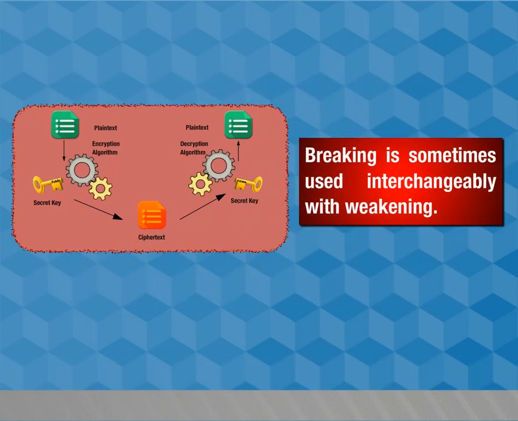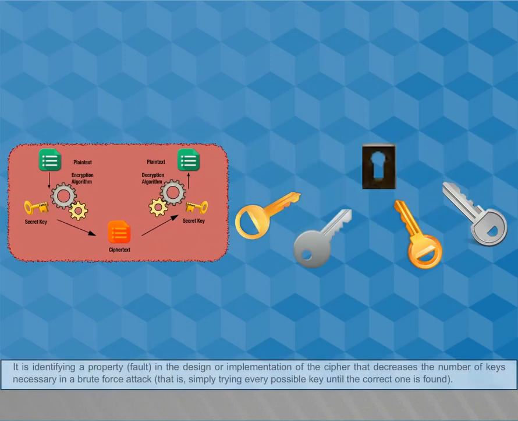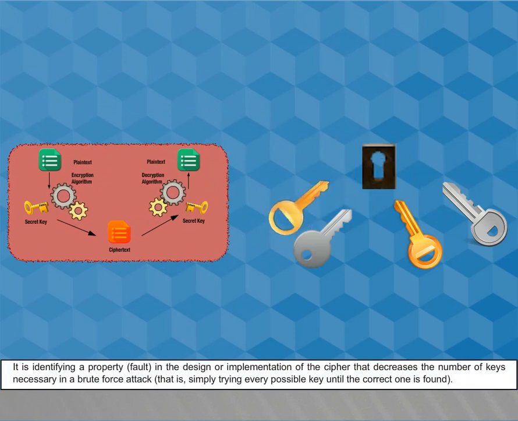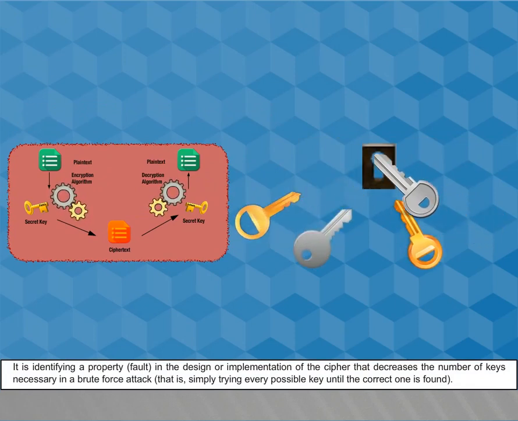Breaking is sometimes used interchangeably with weakening. It is identifying a property that is a fault in the design or implementation of the cipher that decreases the number of keys necessary in a brute force attack, that is, simply trying every possible key until the correct one is found.